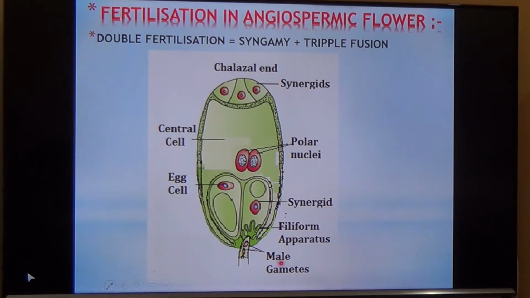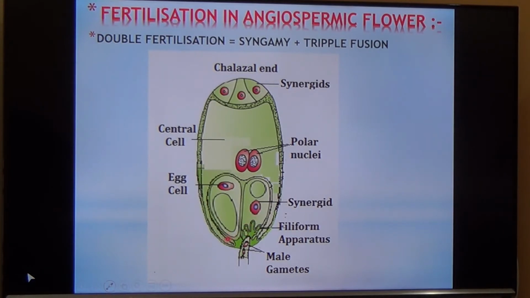This is the micropylar end, and at the micropylar end you can see the growth of the pollen tube. Where the pollen tube is entering, the pollen tube has two male gametes and it is releasing its contents, that is the two male gametes, into the synergids. This cell is called synergid, and you will find here special finger-like structures.